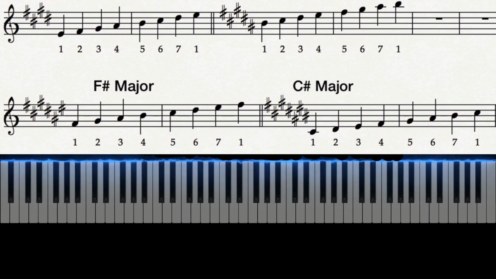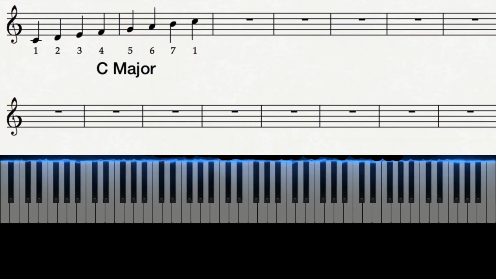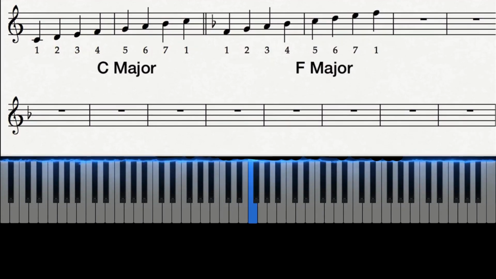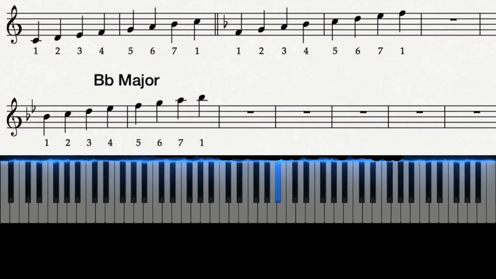Now to figure out flats, we actually go the other way around the circle of fifths. And instead of counting fifths, we count fourths. Starting on C major again, to find the key with 1 flat, we count a fourth, in this case. It's C, D, E, F. F major has 1 flat. And to figure out what key has 2 flats, count a fourth up from F and we get F, G, A, B flat. B flat is the key with 2 flats.